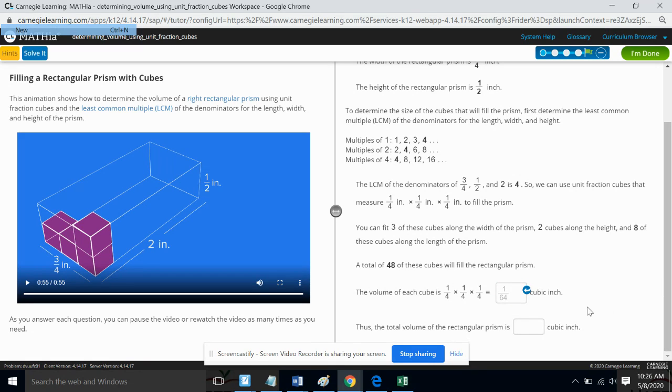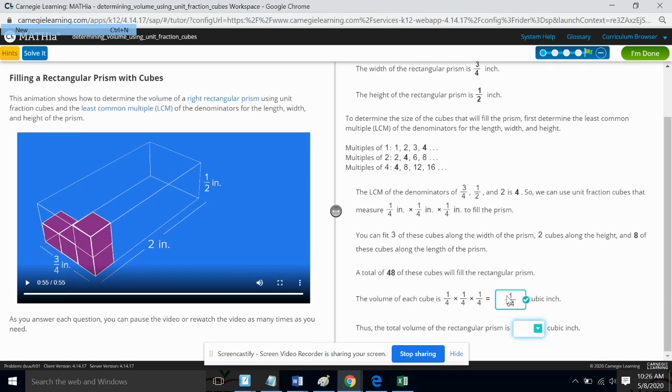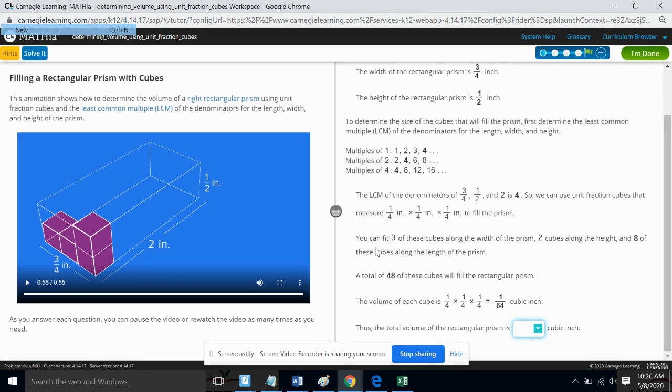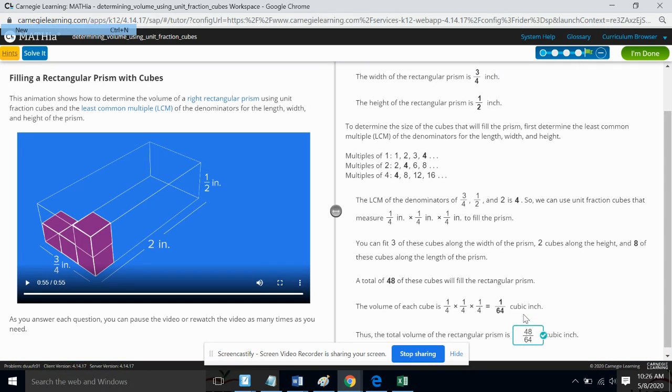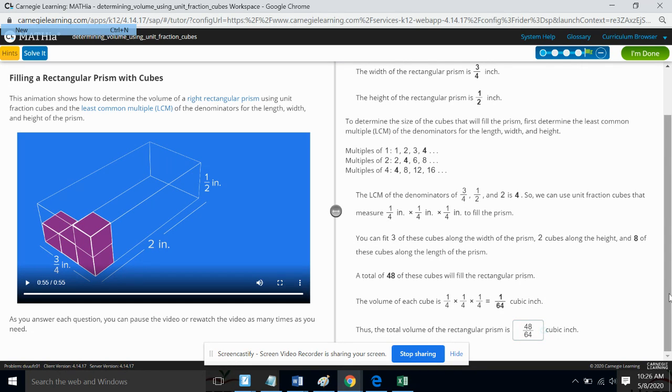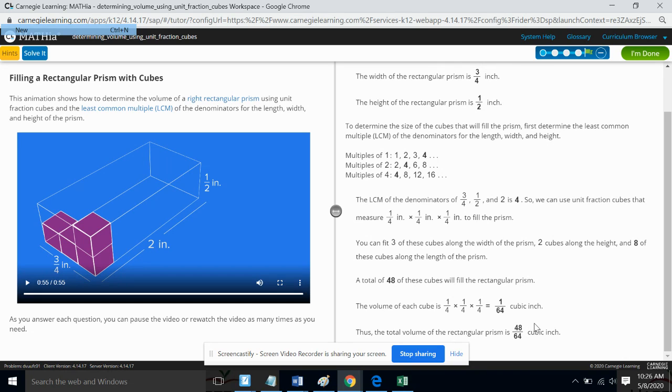So our total volume we're going to get by thinking about it this way. Each cube has a volume of 1/64 cubic inch. How many cubes fit inside of this prism that we have over here? 48 of them. So 48 of these is 48 times 1/64, which is just 48 times 1 on the top and 1 times 64 on the bottom, which is simply 64. So that is the total volume of the rectangular prism. You don't have to reduce, you can leave it in this form and you're done.